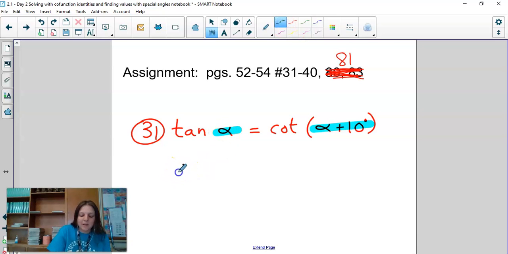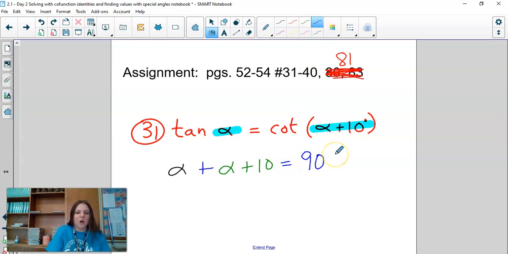So when you set this question up, this is the very first problem from your assignment, you will write alpha plus 10 equals 90, and then solve just like we did all the others. So just because you don't have a parenthesis doesn't mean you don't have an angle. Your angle is just whatever is sitting there, whether it be alpha, theta, or beta, etc.